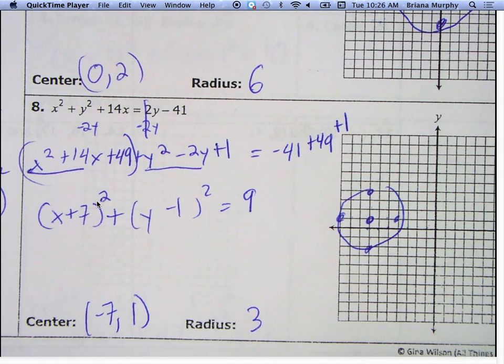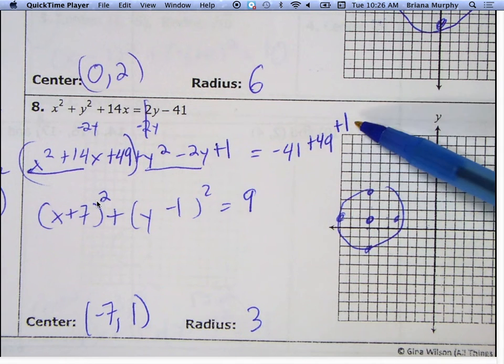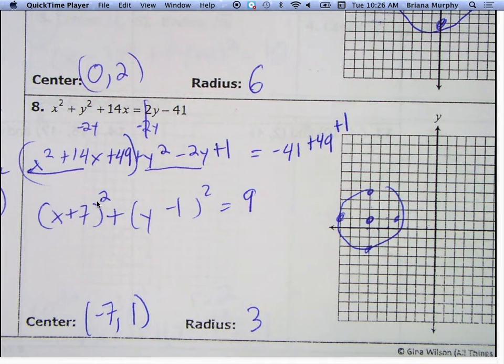Okay, and then I just added negative 41 plus 49 plus 1 together and got 9. Any questions about this? I gave you 3 different examples of complete the square. You'll have to do some for your homework, but you've got these examples here to try. Okay? All right, let's look at the back.